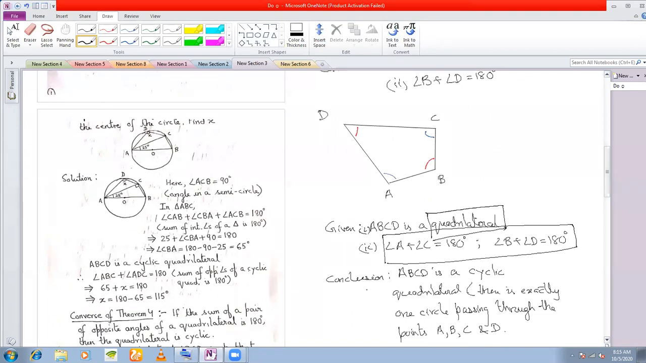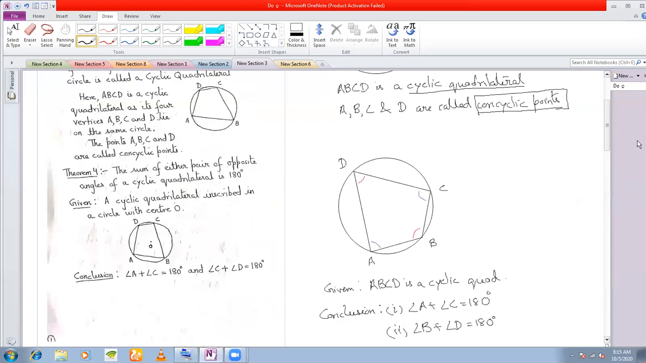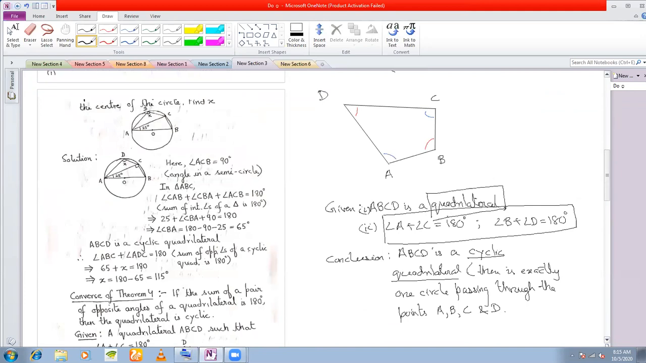It is additionally given to you that the sum of the opposite angles of that quadrilateral is 180 degree. Then you conclude that ABCD must be a cyclic quadrilateral. This is our conclusion. So in the first theorem, it was given that ABCD is a cyclic quadrilateral. In the converse, in fact, we are concluding that ABCD is a cyclic quadrilateral. Okay. So that is the difference.